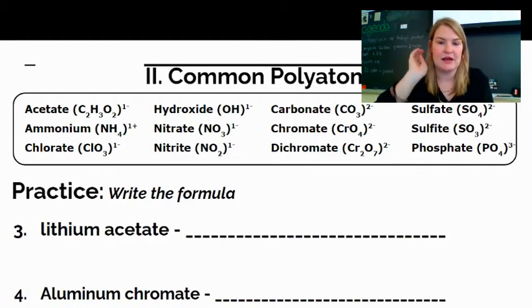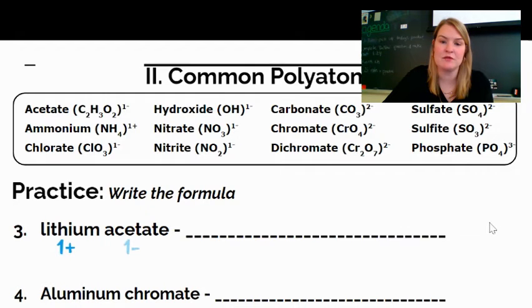Okay. And so now for these ones, I've given you the name and you need to figure out what the chemical formula would be. So first we've got lithium, which is just a regular element, and then acetate. So that is one of our polyatomics. So first you want to write down what their charges are. So lithium is +1, acetate we can see up here is -1. And so you're going to write down those chemical formulas.